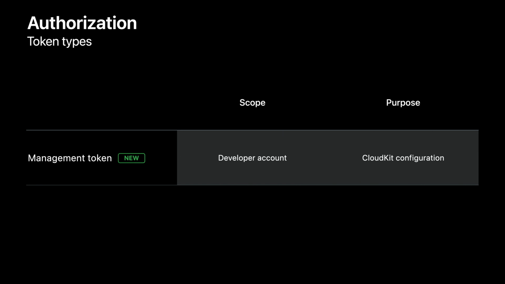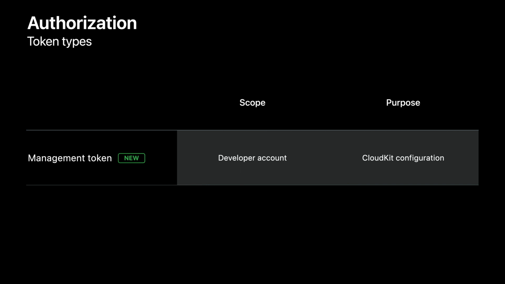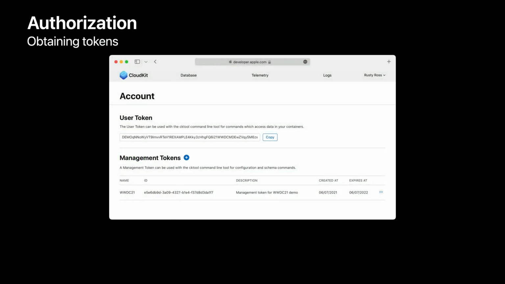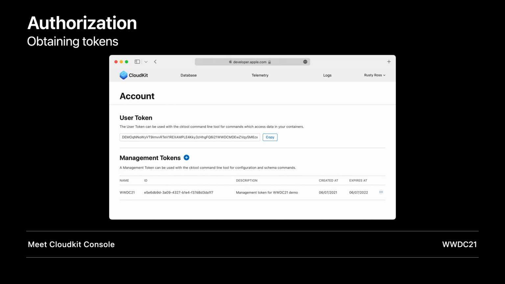A management token is intended for configuration use cases only, like schema import and export. This token doesn't provide any access to data in the container. So we've also introduced a user token, which can be used to authorize the tool to write data into the user's private database of an app's container or to the public database of an app's container. I can get a management token and also a user token from the CloudKit console. For more information on the CloudKit console, you can check out Meet CloudKit Console, another WWDC21 session.